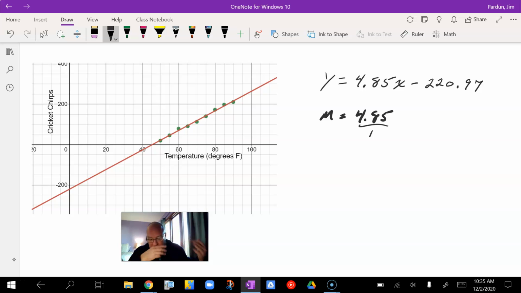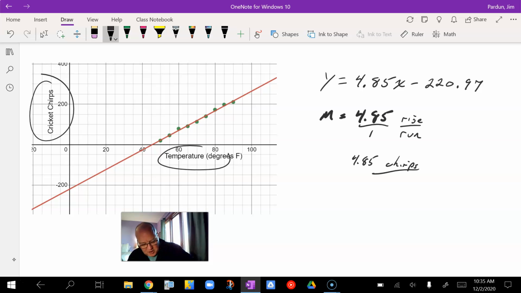That really doesn't tell me much about the chirping or the crickets. So if I think about this being rise over run, the rise represents the cricket chirps. So I can say 4.85 chirps per degree, since the run represents the degrees. So the way I interpret that, I say for every 1 degree increase, the cricket chirps are going to increase by 4.85 chirps. Okay, that kind of makes sense, but how do you have 0.85 of a chirp? I don't know what 0.85 of a chirp looks like.